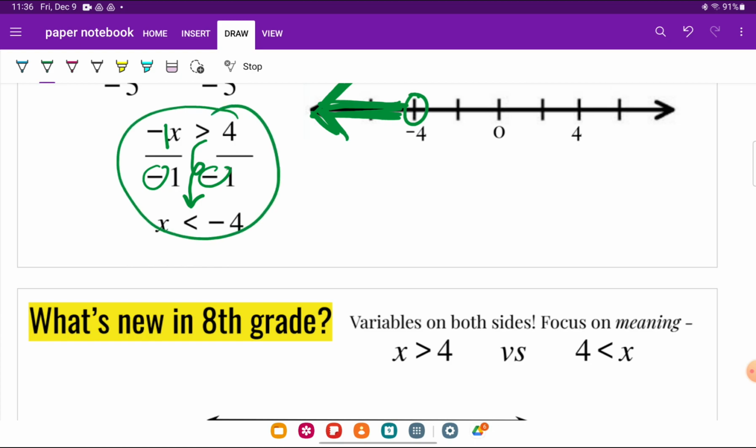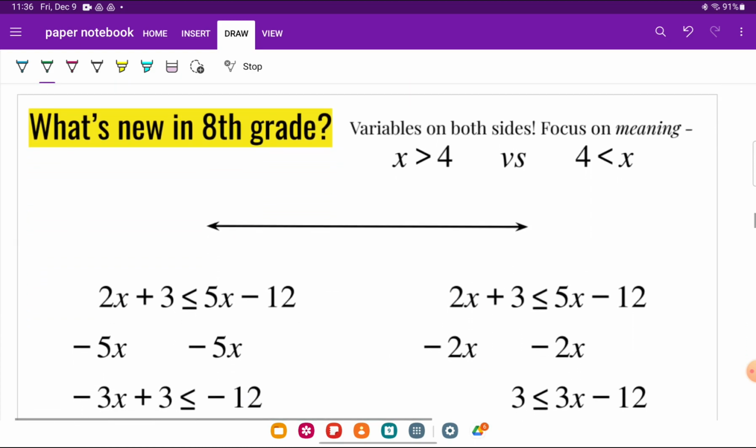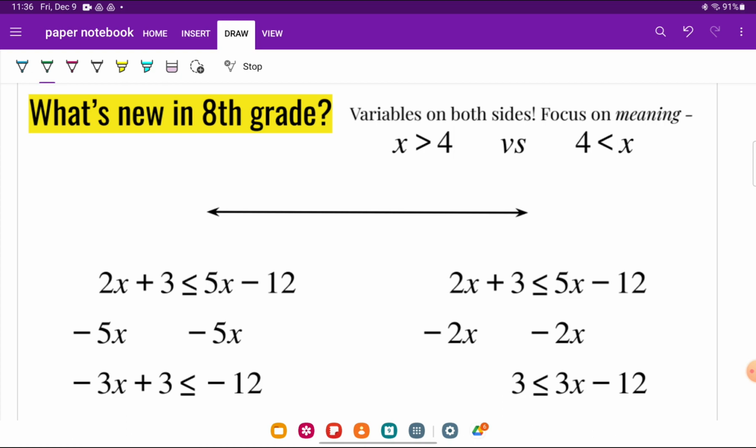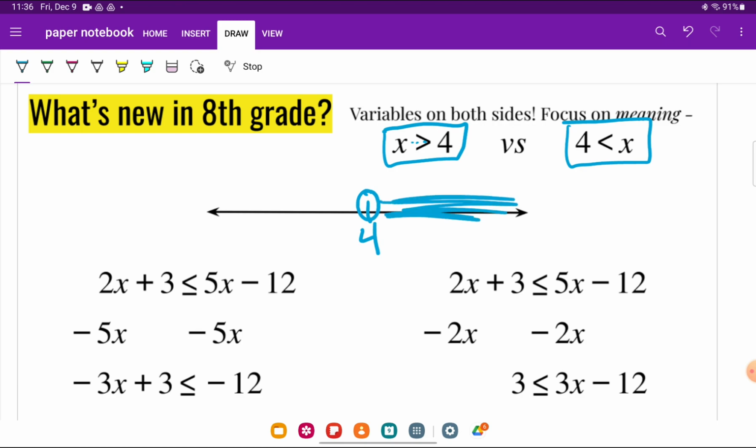Because of this shortcut, we've got to be really careful now when we end up with variables on both sides. These statements say the same thing. I'm at 4, x is greater or to the right of 4. Four is to the left of all my x's. These are all my x's. Out here on the left is where 4 is.